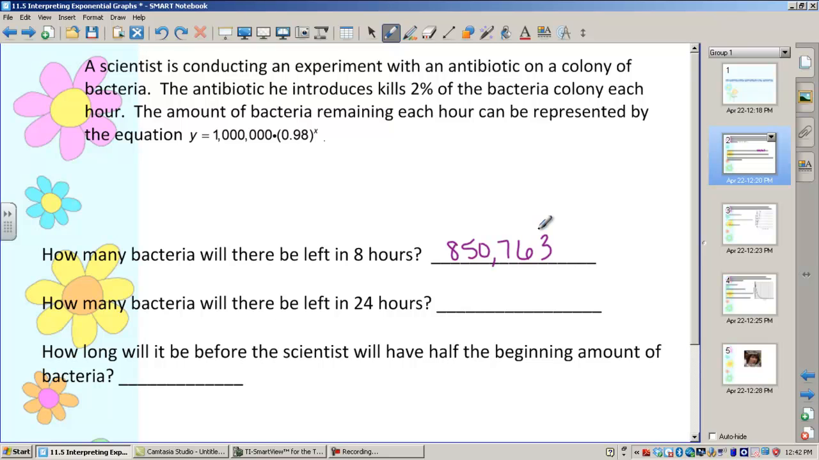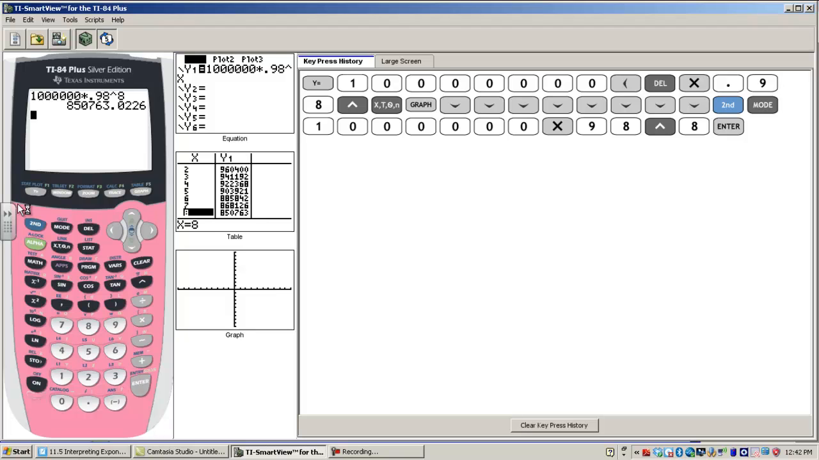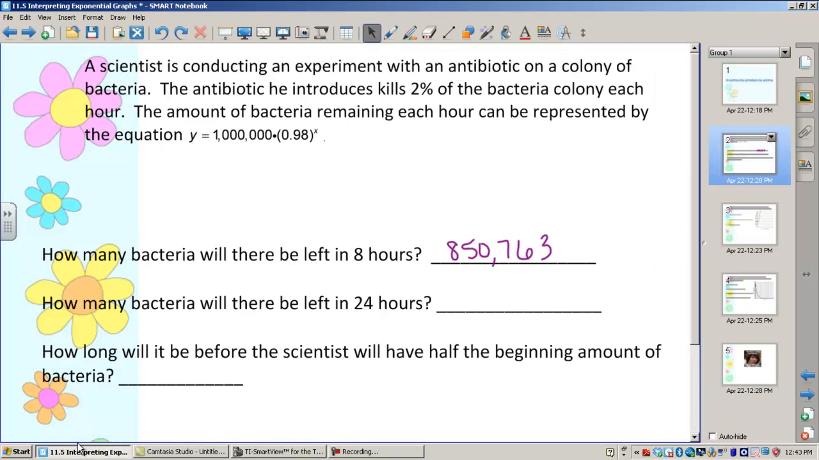Now the next question is the same. We want to know how much is left in 24 hours. So we do the same thing. We go to our calculator, and you can look at the table, or you can do the same thing you did a minute ago, except now we want x to be 24, because we're looking for the 24th hour. I'm just going to use the function and type it in, because I know I can round, and there should be 615,780 bacteria left in 24 hours. So after 24 hours, I've got 615,000.